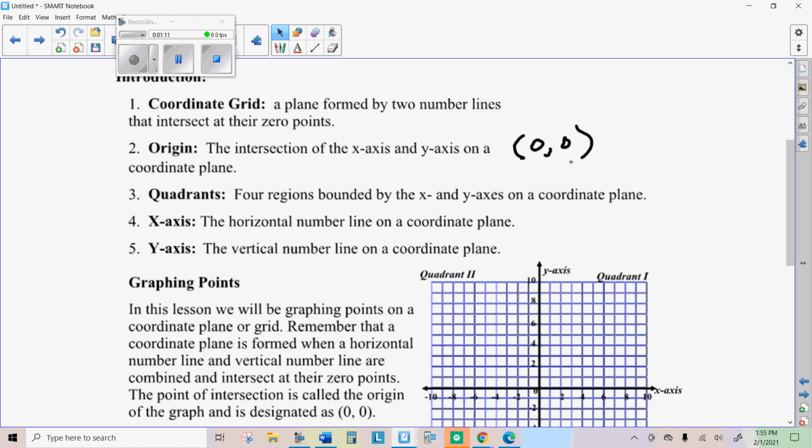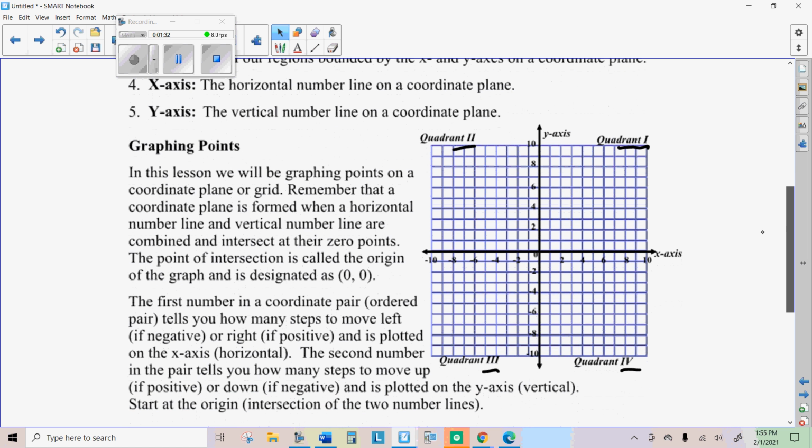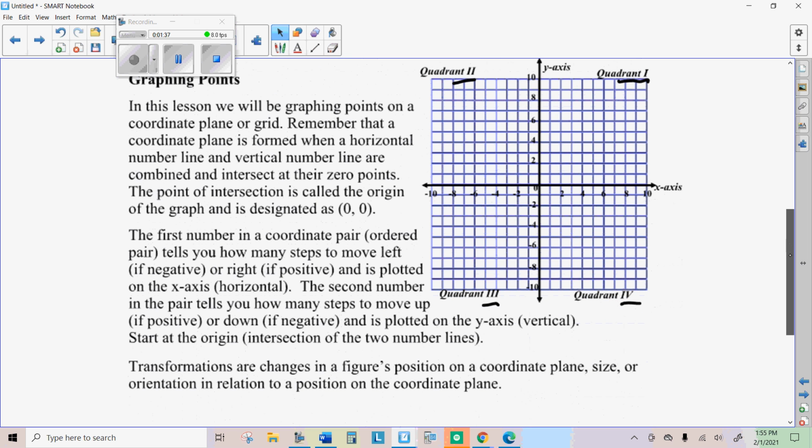The quadrants are the four regions that are separated by the x and y axis. Notice how they work. 1 is here, 2 is here, then 3, and then 4. The x-axis is the horizontal number line, and the y-axis is the vertical number line. Now, to graph a point, the first number represents the x-axis, the second number represents the y-axis. So just a quick review on that.